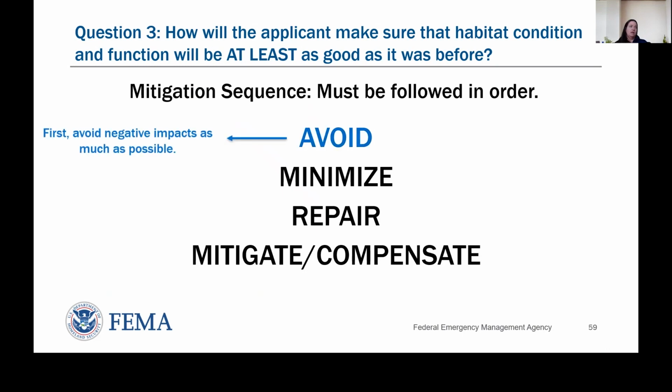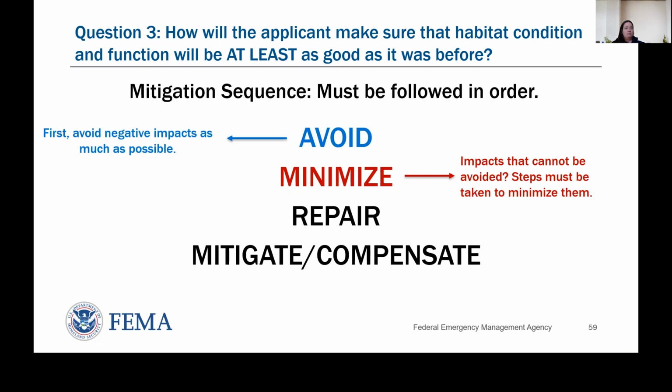The first one is avoid, which means that before anything else, how have you avoided negative impacts as much as possible? That's not causing them at all. So that's not causing them and fixing them. That's just not causing them in the first place. So that's avoid. After you've avoided impacts as much as makes sense, then you can go to minimize. So steps must be taken to minimize any impacts at that point. Minimize is really like best management practices, buffers, locating the footprint of development as far away from sensitive habitat areas as possible, and minimizing them happening in the first place.